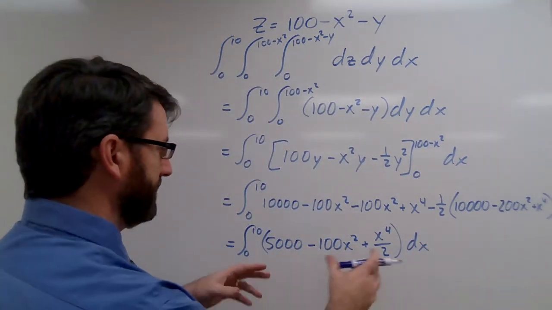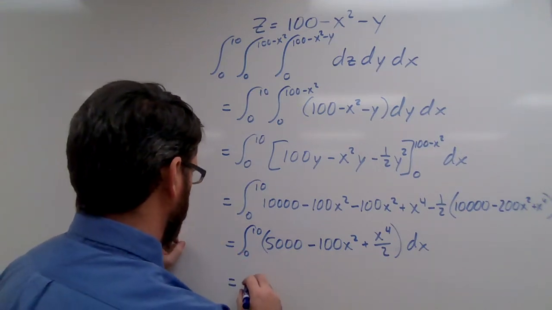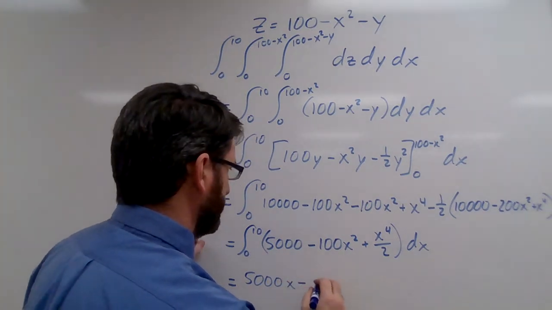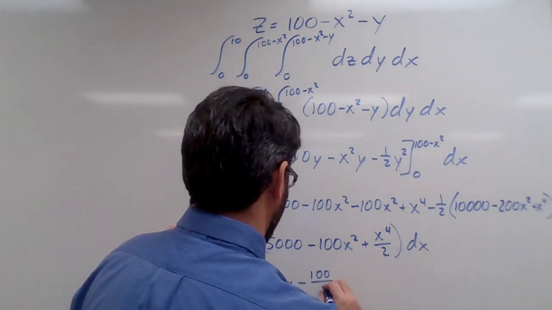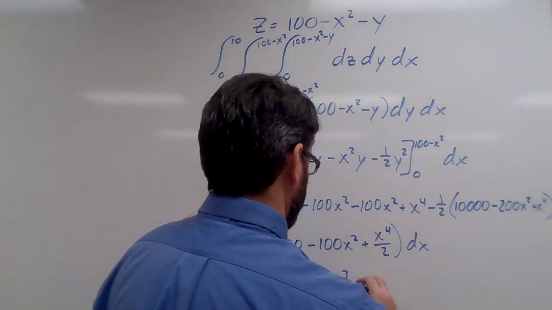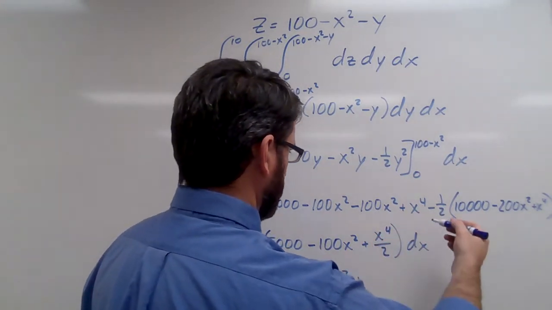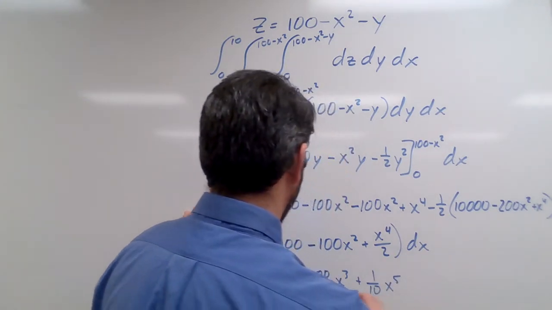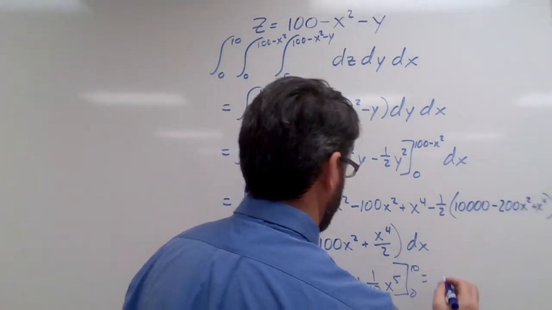All right, now we can integrate this with respect to x. We're going to get 5,000 x minus 100 over 3 x to the 3rd plus, this will be x to the 5th divided by 5, so this is 1/10 x to the 5th. And all of this is going to be evaluated from 0 to 10.